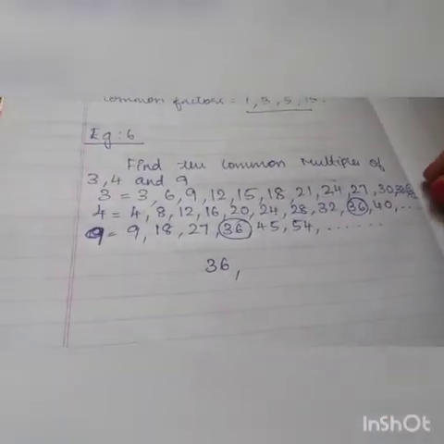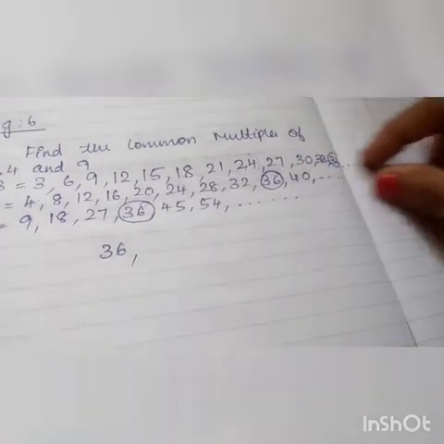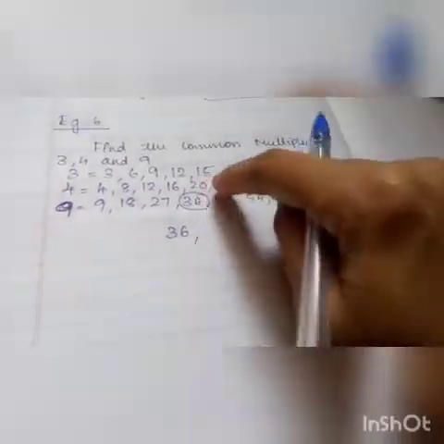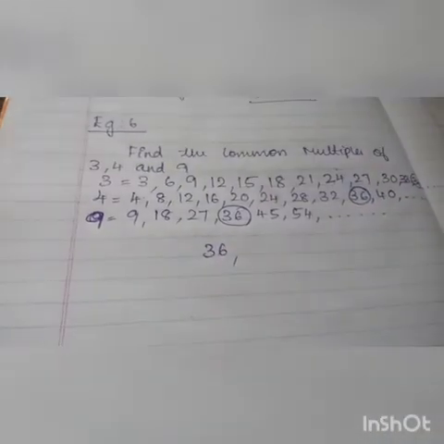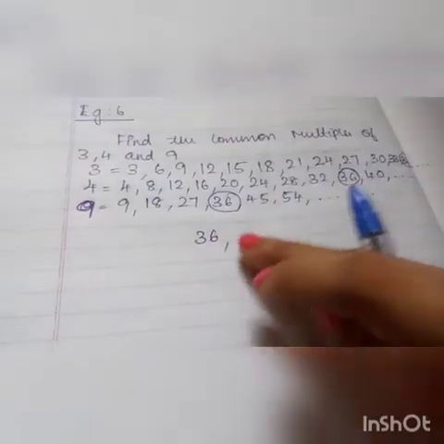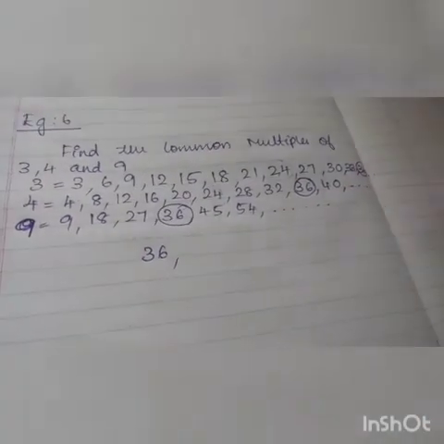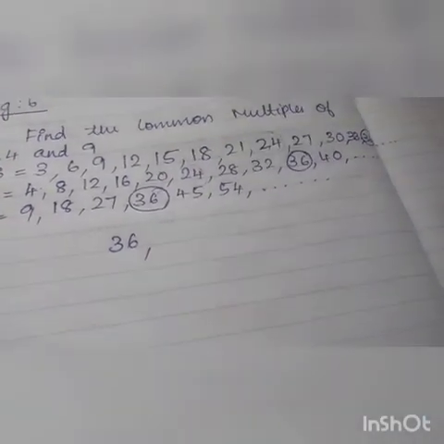So what you are doing is write some more multiples in all the 3 and find the common thing for all the 3. Here 36 has come now, likewise the next number will come. So that is the common multiples of these 3 numbers. So we should write more multiples in all the numbers.